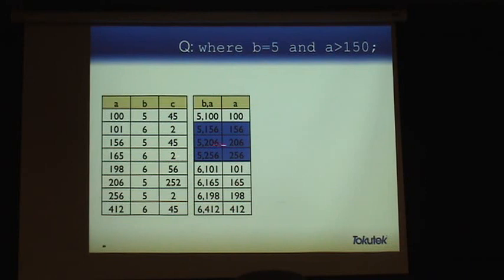Sorry. Does that hold true for OR clauses as well as AND clauses? It doesn't hold true for OR clauses because you need to know both. You need to know all the rows where A is equal to 150, or A is greater than 150, and you need to know all the rows where B is equal to 5. So you're doing a union of them. It doesn't work for OR clauses, but where you're doing an intersect, it works here.